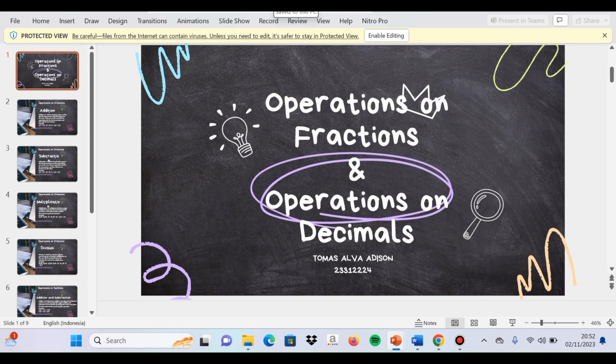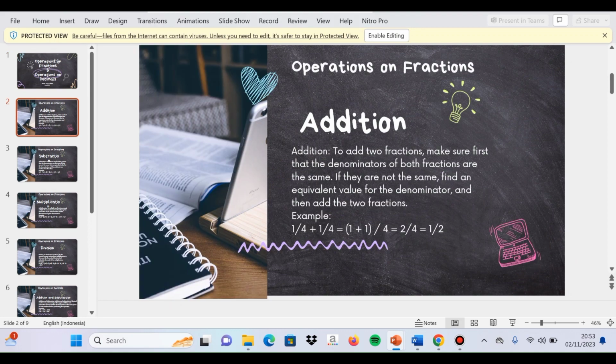Here I will explain material about operation on fractions and operation on decimals. Operation on fractions. Addition.